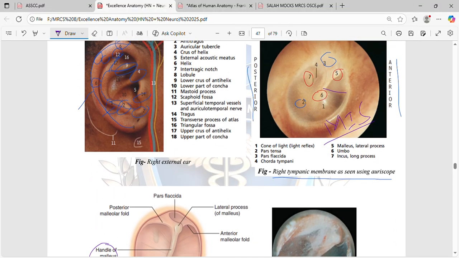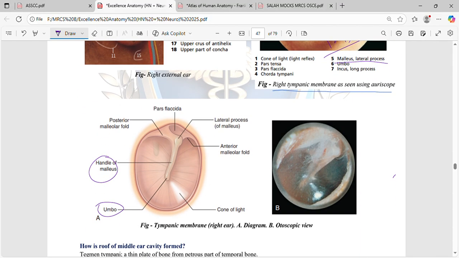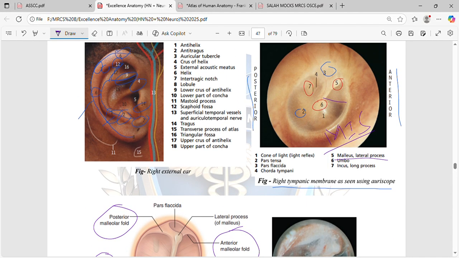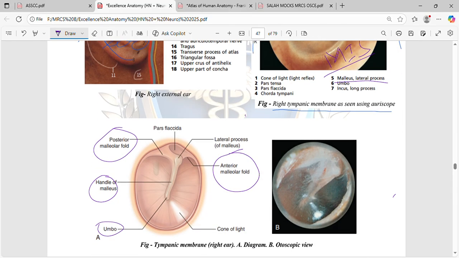So we have number 5, the malleus lateral process, and this is the long handle of the malleus. This is the anterior malleolar fold, and this is the posterior malleolar fold. You can see here the anterior malleolar fold and the posterior malleolar fold, and then we have the pars flaccida, and this is the pars tensa here. Okay, this is the cone of light.